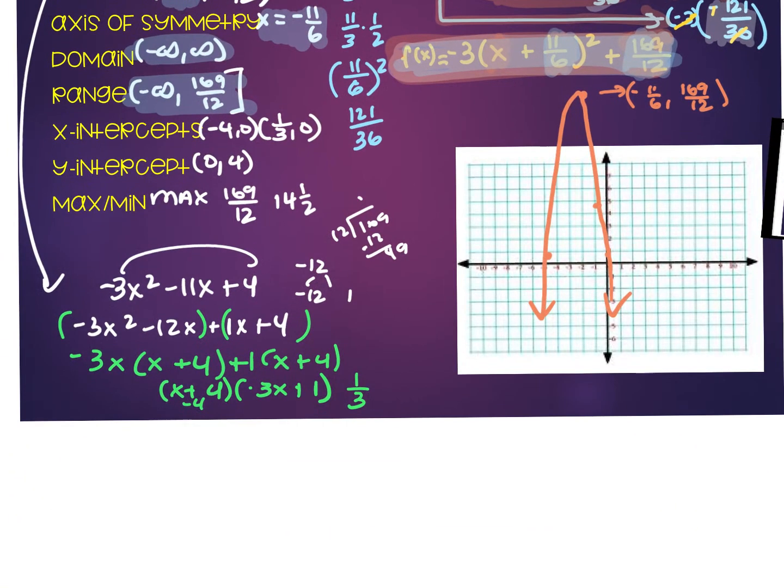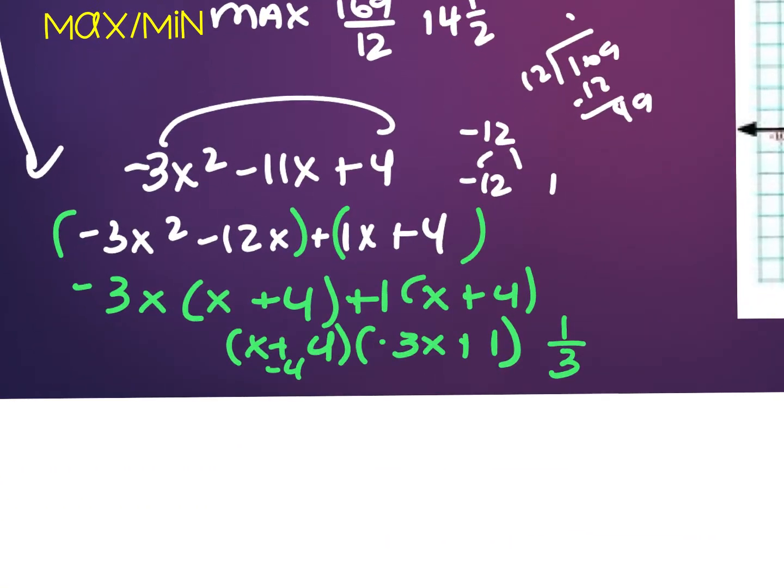So that's down here in the bottom. I multiplied the first and the last. Negative 3 times 12 is negative 12. Found the factors of negative 12 that sum to a negative 11, which are negative 12 and positive 1, and then factored by grouping.